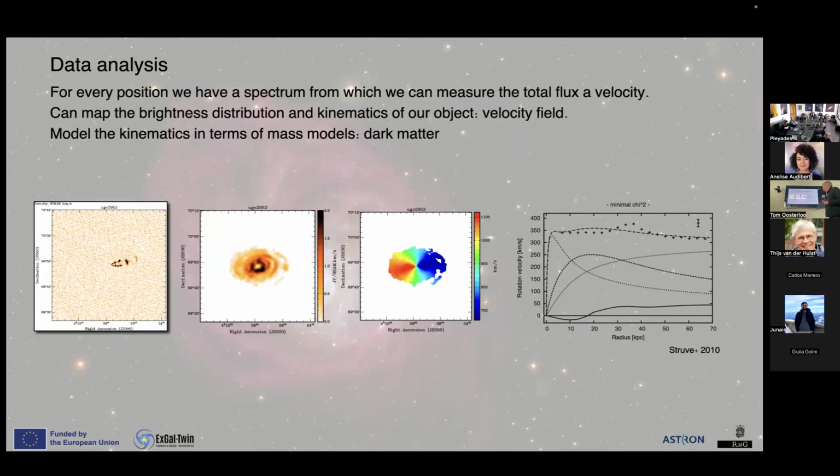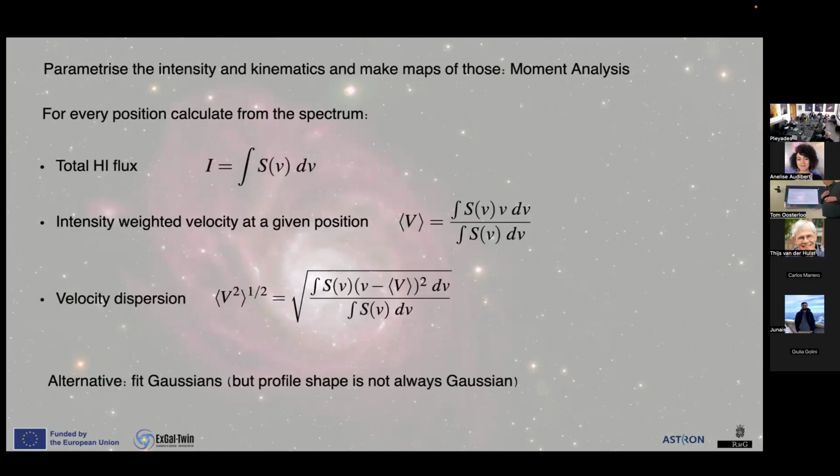Last thing, data analysis that I will quickly talk about. So this is the kinematics. The other one is how do you make this, the total H1. The standard way is that you have this 3D data cube. You can compute the total flux, the integral as a function of frequency or velocity, the intensity weighted mean velocity, which is more or less the velocity of the peak, or the width of the line, the dispersion. These are just the statistical moments. So this is called moment analysis, and this is a standard way to parameterize the emission in the data cube.